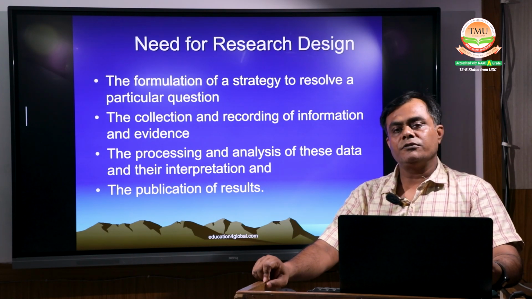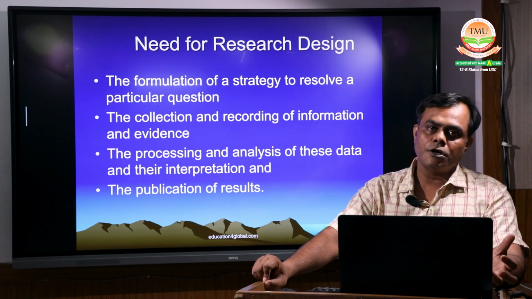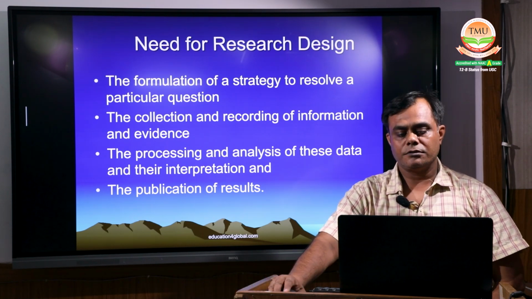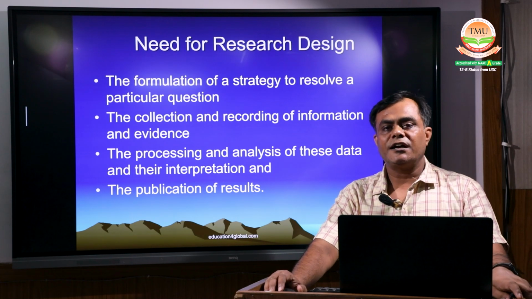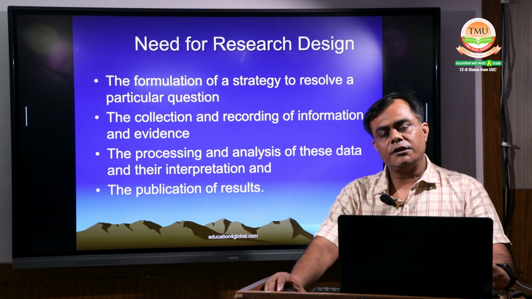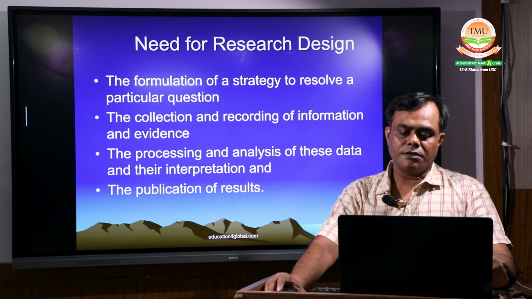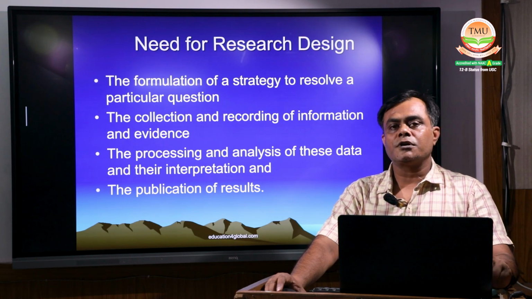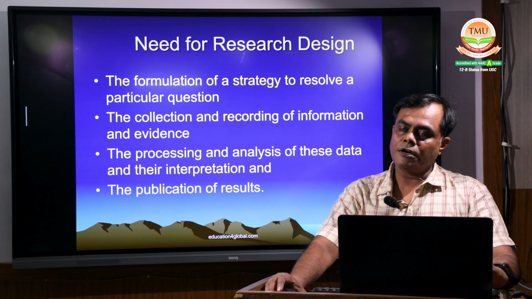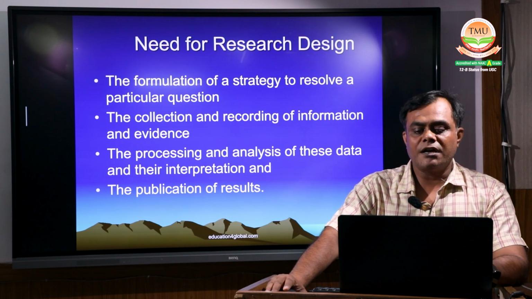the collection and recording of the information and evidence. Whatever information, record or evidence is required, we collect it. And the third is the processing and analysis of the data and their interpretation. Whatever data we are collecting, we first have to process that data and then analyze it for interpretation to reach a valuable result. And the fourth is the publication of the result. Whatever result comes out of this whole process, we can publish that result.